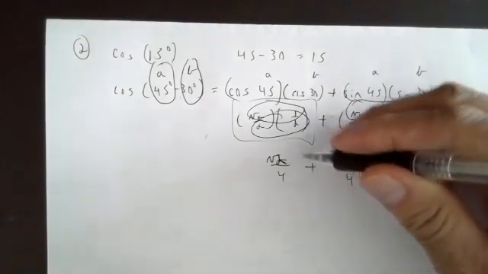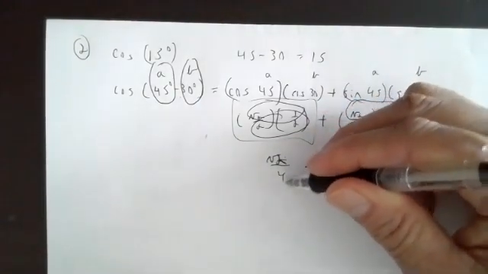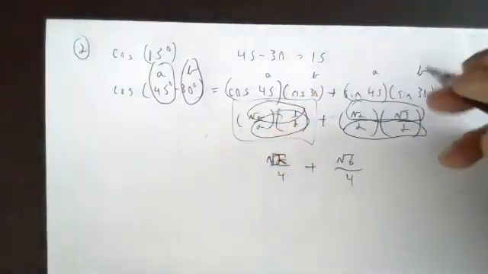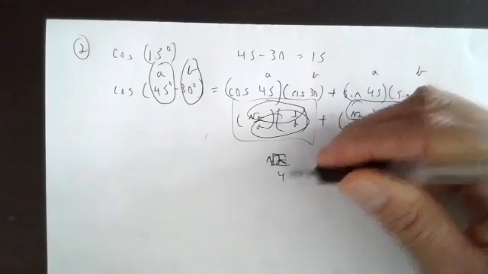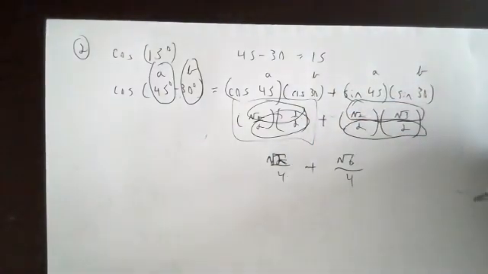Now these don't reduce. Don't say, oh, well, 2 over 4, that's just 1/2. Remember, this is root 2, so you can't touch these square root numbers if they're inside. So this can't reduce, and neither can this one. You just have to leave them like that.